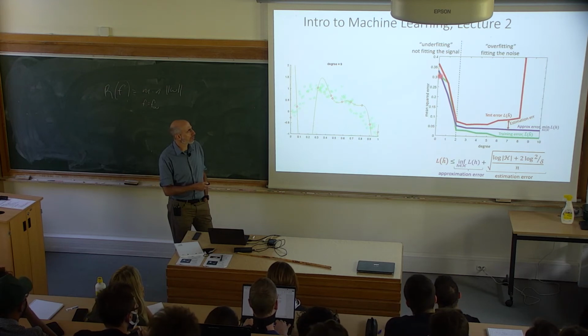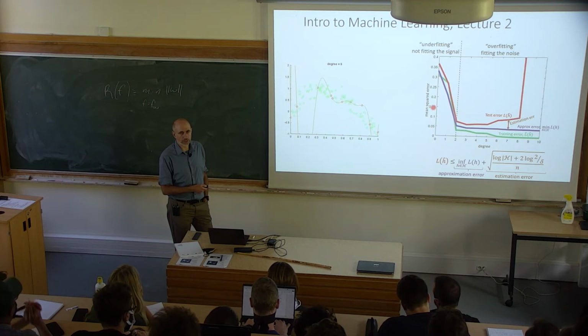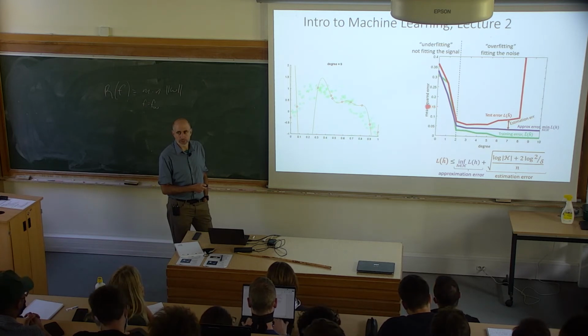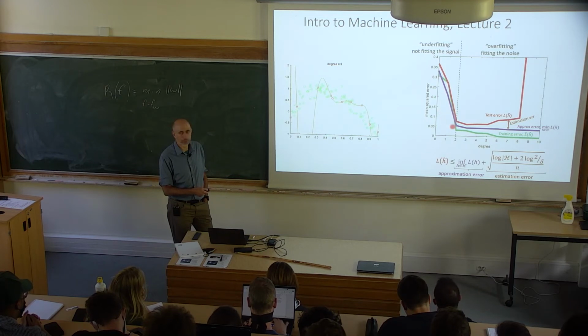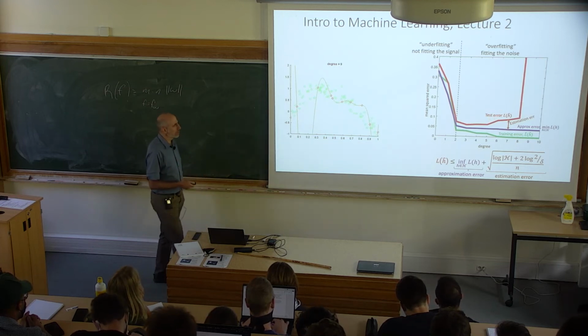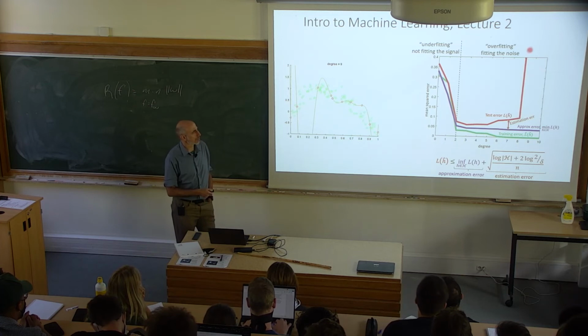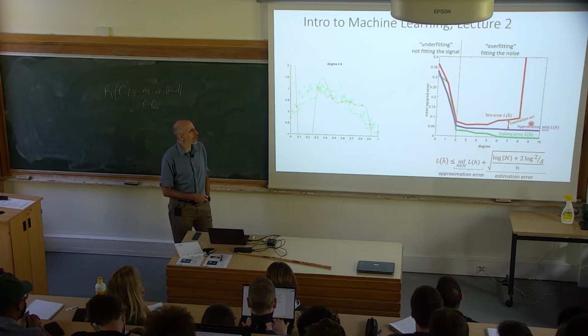Here, as I'm increasing complexity, I'm underfitting. I don't have enough complexity in my class to fit the data. As I increase complexity, I'm fitting the data better and better. Okay? And then at some point, I start overfitting, so I start fitting the noise. I'm going to define overfitting as fitting the noise. And at that point, my test error starts becoming worse and worse because my estimation error is increasing.